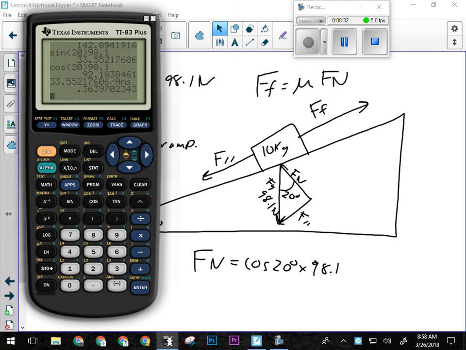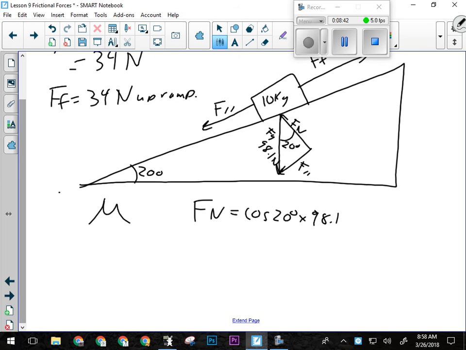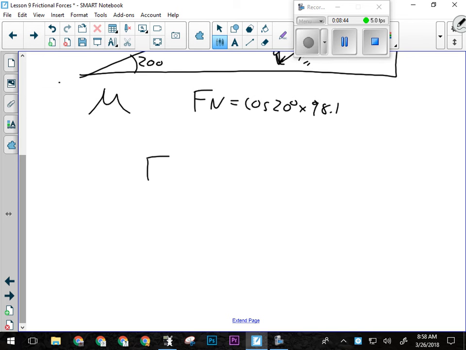Coefficient of friction is usually a decimal. It's usually less than 1. No units on the coefficient of friction, right? We talked about that last week, but the reason for that is when you manipulate for mu, you're dividing the force of friction by normal force, so the newtons cancel and you're left with a number with no units.